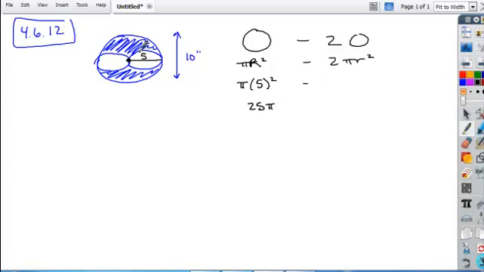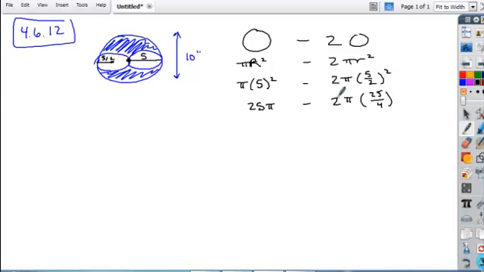Well, in looking at the smaller circle, if the radius of the big circle is 5, what does that mean the radius of the small circle is going to be? 2.5. Or I'm going to use 5 halves just so I can write it as a fraction. Okay, so this is going to be 2 pi times 5 halves squared. And so if I was squaring this, I would square both the 5 and the 2 in the denominator. So I get 2 pi times 5 squared is 25, 2 squared is 4.